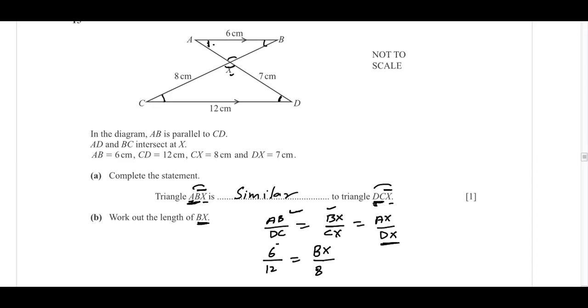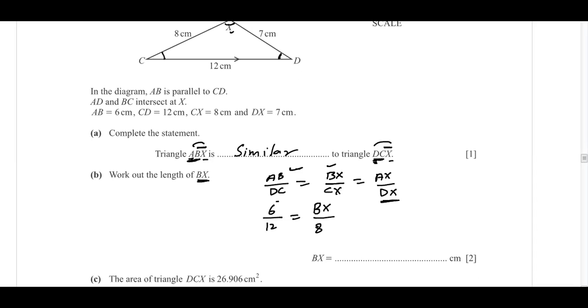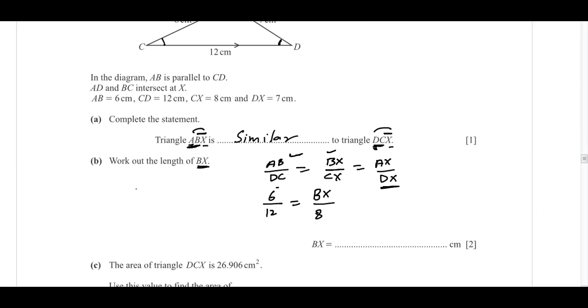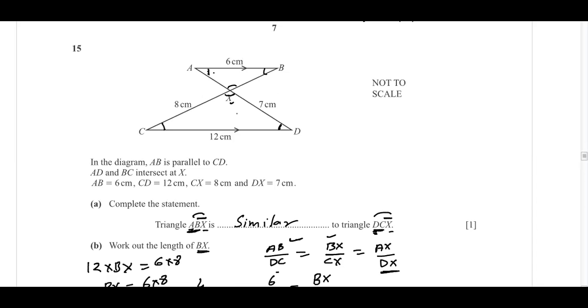So from here I can say, if I cross multiply, I will get 12 into BX will be equal to 6 into 8. So what will BX be? It will be 6 multiplied by 8 divided by 12. That will be 4. It means BX is 4 centimeters. So this is side BX. Now you can write here 4 centimeters. So we may need it later on.